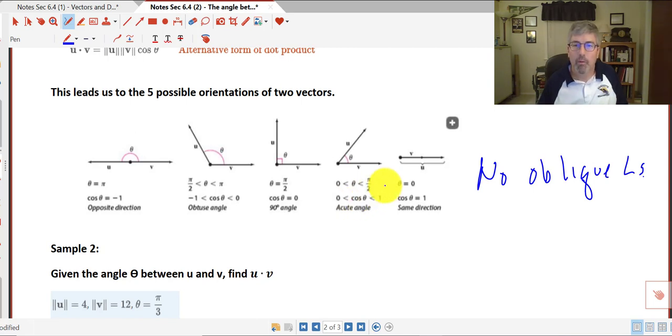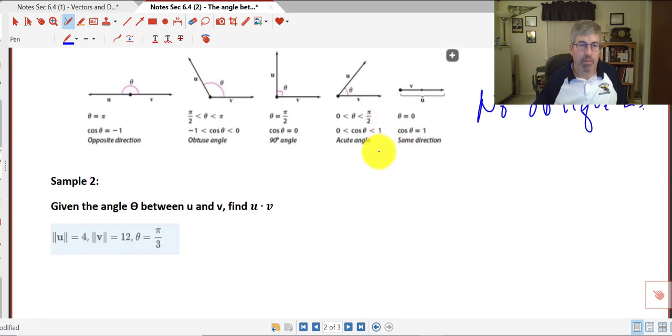And then we could have a zero angle. Our vectors are going in the same direction. The cosine of theta here is 1. The cosine of 0 is 1. And our theta, or our angle, is 0 degrees.